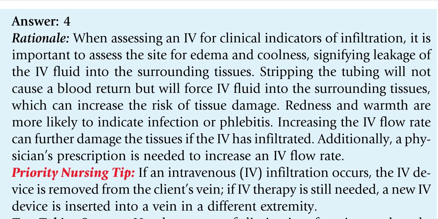Answer: 4. Rationale. When assessing an IV for clinical indicators of infiltration, it is important to assess the site for edema and coolness, signifying leakage of the IV fluid into the surrounding tissues. Stripping the tubing will not cause a blood return but will force IV fluid into the surrounding tissues, which can increase the risk of tissue damage. Redness and warmth are more likely to indicate infection or phlebitis. Increasing the IV flow rate can further damage the tissues if the IV has infiltrated. Additionally, a physician's prescription is needed to increase an IV flow rate.